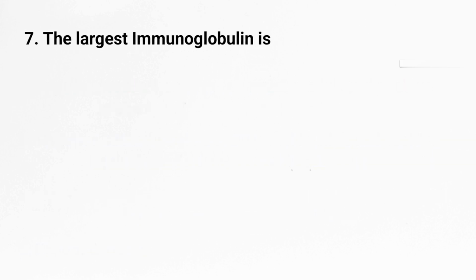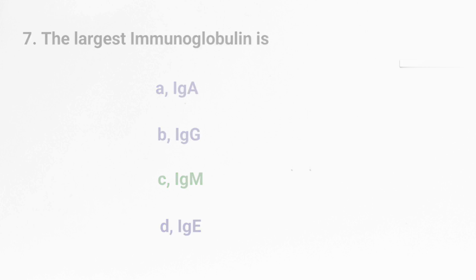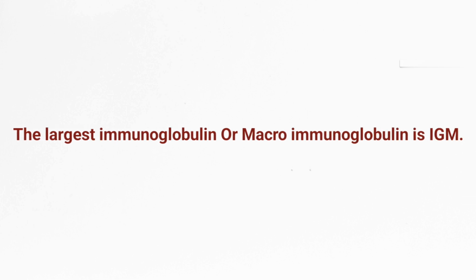Question number 7. The largest immunoglobulin is: Option A. IgA. Option B. IgG. Option C. IgM. Option D. IgE. And the answer is option C. IgM. The largest immunoglobulin or macroimmunoglobulin is IgM.